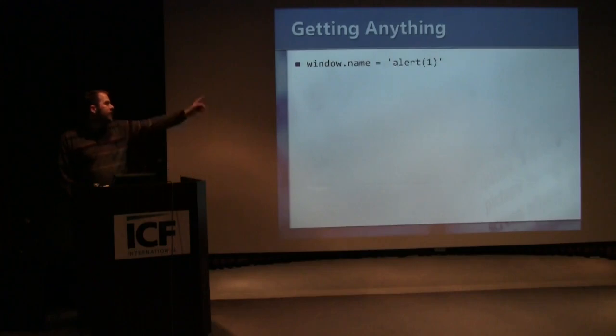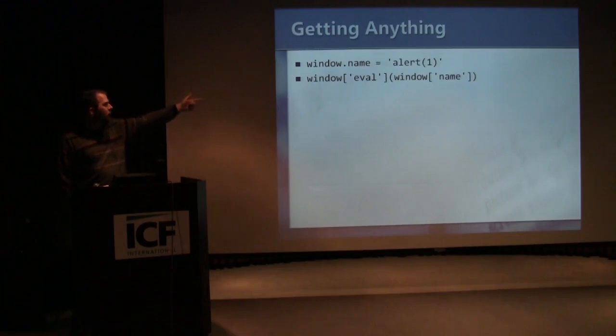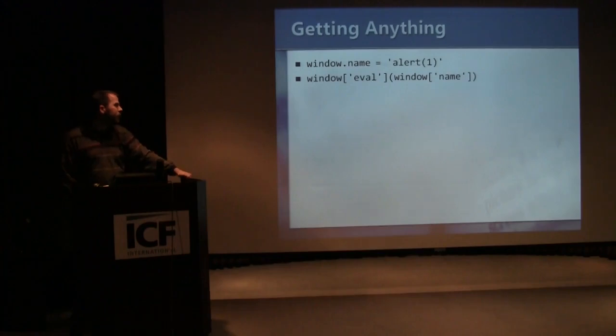So an example of that: if you set the window name to alert, and then call eval on the name, basically using this, if you can get window.eval and you have access to the name, then you can execute any code you want. You don't have to worry about being non-alphanumeric anymore. Just your actual payload in a cross-site scripting vulnerability would be non-alphanumeric.